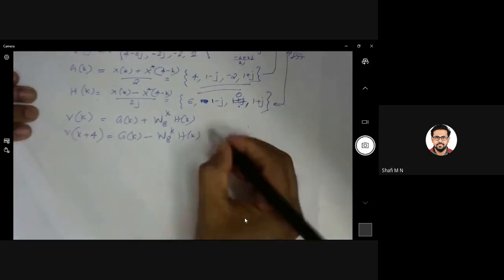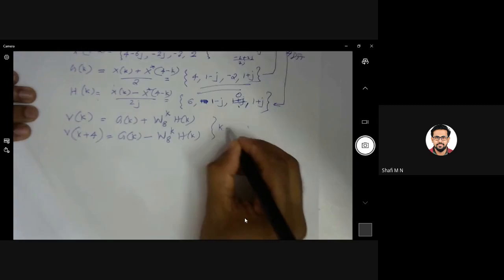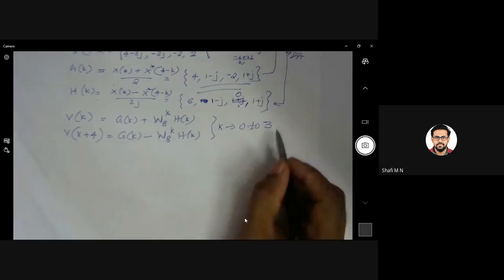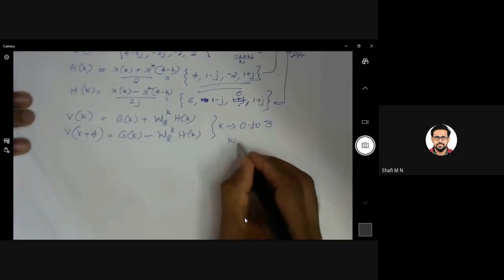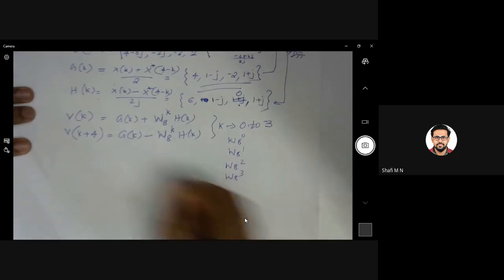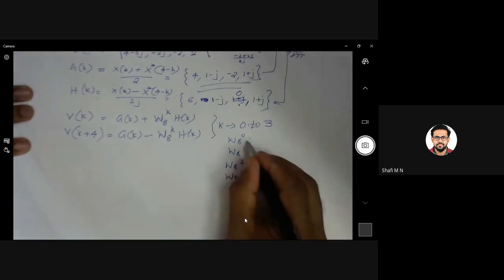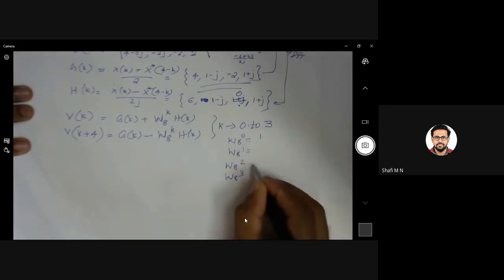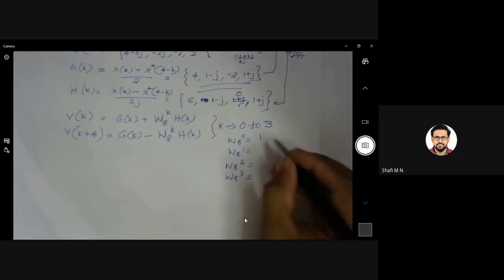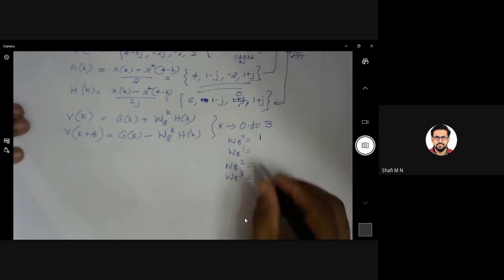Tell me the variation of k index, that is from 0 to N minus 1. That is 3, right? So 0 to 3 only. You need the values of W80, W81, W82 and W83 to get these answers in a single step. W80 the value is 1, right? You find all other values. W81. Get me these values.